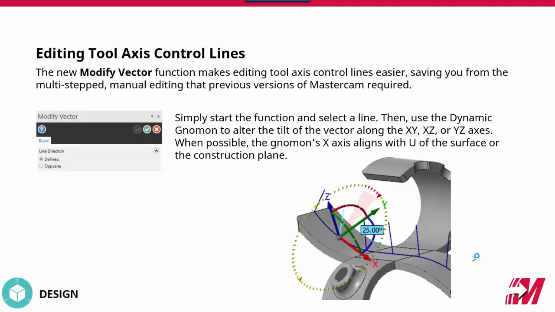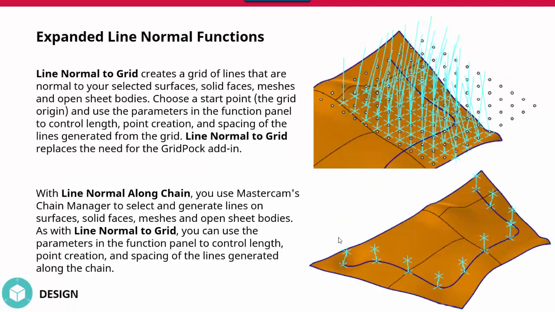We have some new quick and easy ways to create and edit tool axis lines for multi-axis toolpaths. So we have something here called Modify Vector. You can use this to click a line. It automatically snaps your gnomon to the bottom of that line, and you can use this to change the angle. We're going to take a look at this in just a second.